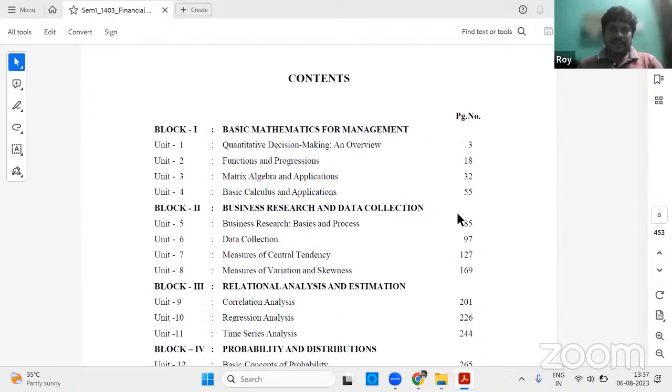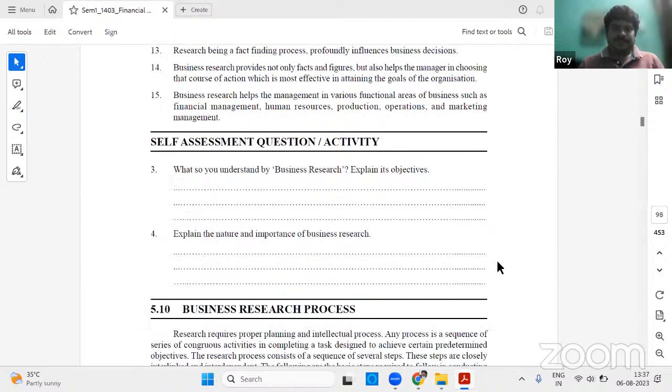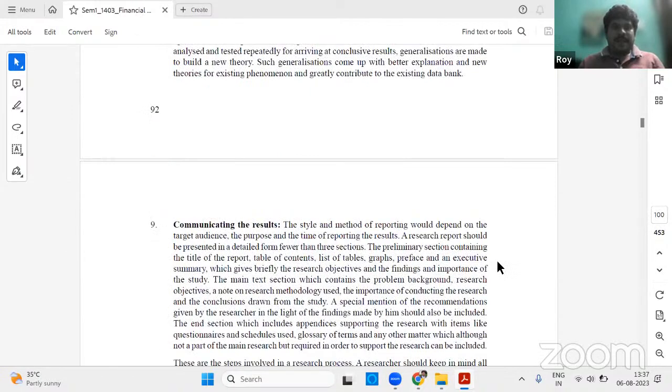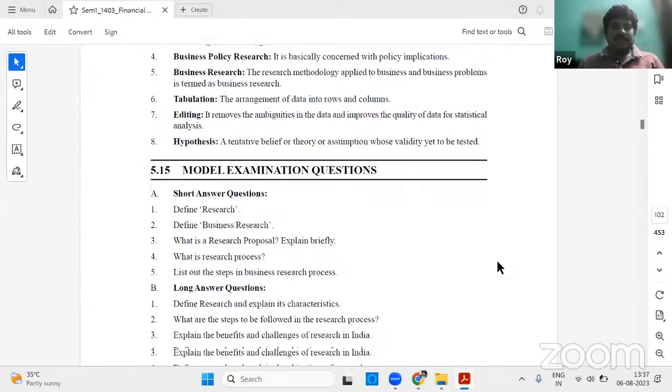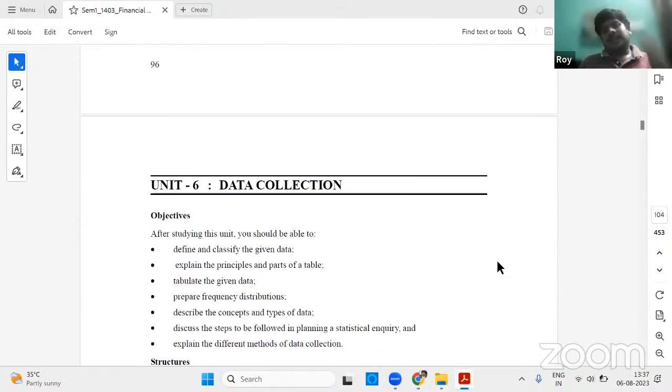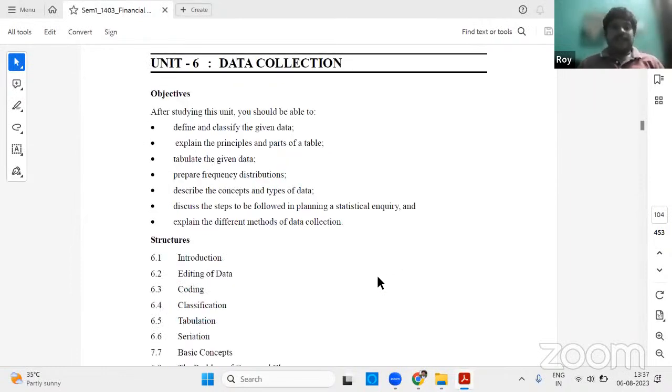Class where we left in the last class. We are in the 6th unit. The last topic, we started with the 6th unit, and we will try to cover the next units. Whatever we can cover today, we'll try to do that. In the last class, we started with the data collection.